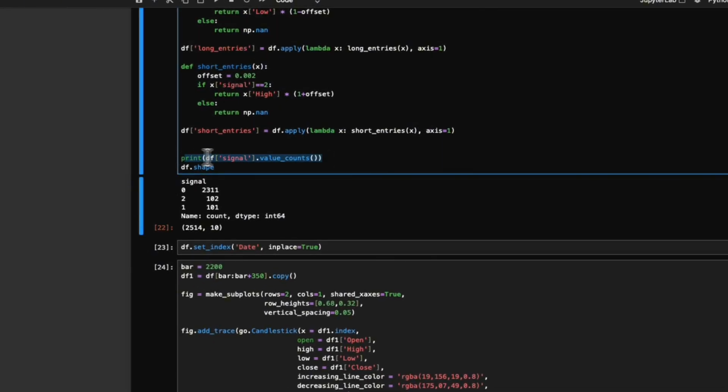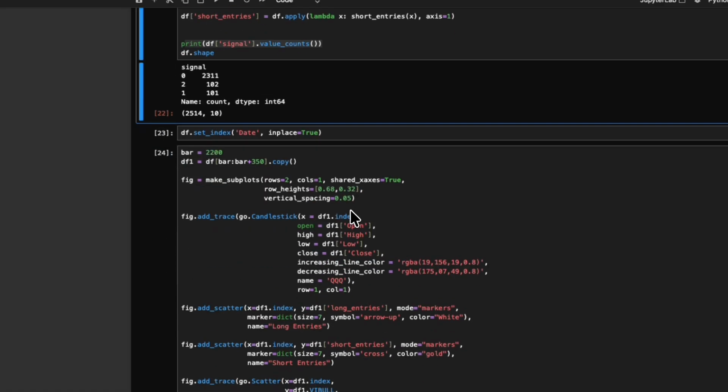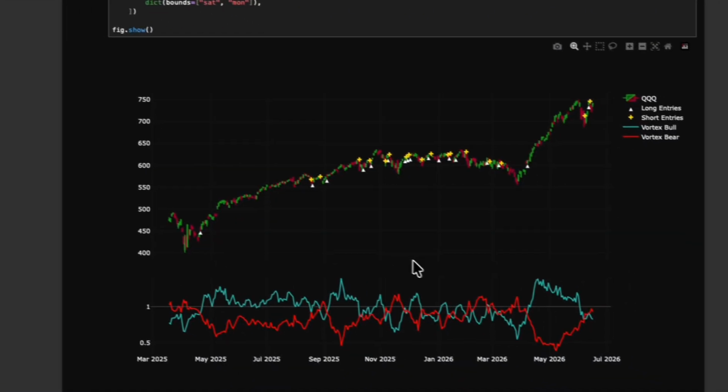So if I now run all this, we should theoretically see results. This, by the way, gives you the value counts for your signal column. It tells you how many times each one occurs, a buy signal for a 1, a sell signal for a 2. So for example, we got 102 sell signals, 101 buy signals, and the rest were zeros. That tells you that, but also it now plots it on the chart.